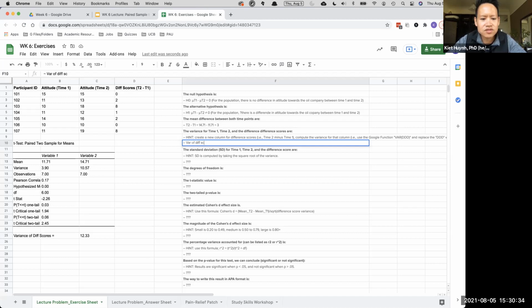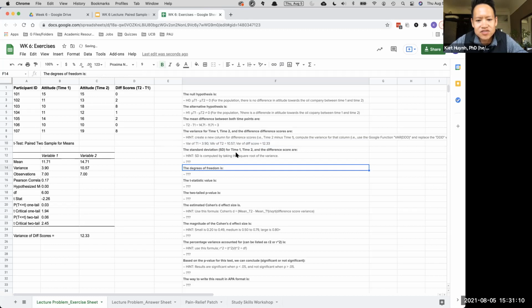Variance of difference score equals 12.33. This also asks for the variance of time 1 and the variance of time 2, so let's go ahead and add those two. Variance of time 1 equals, right here, variable 1 stands for time 1, is 3.90. Variance of time 2 equals, the variance row with variable 2 is time 2, so the variance is 10.57.